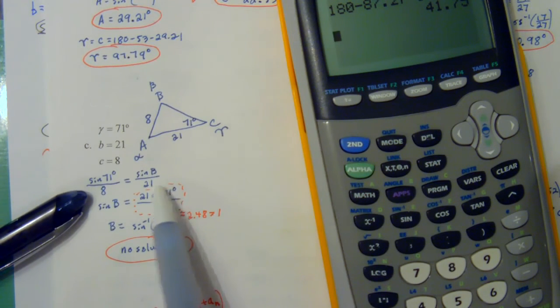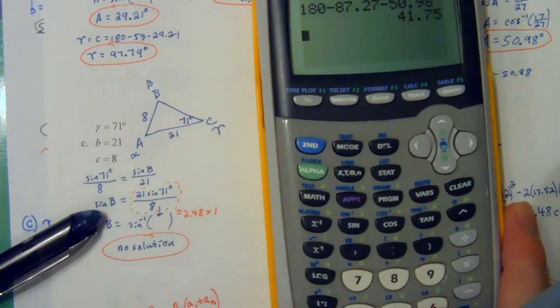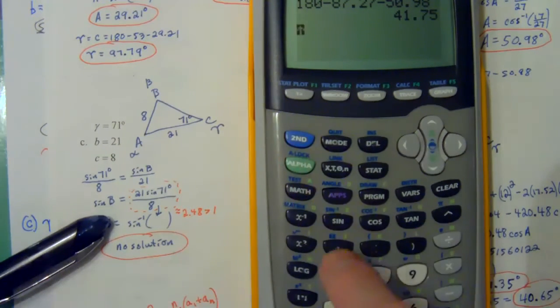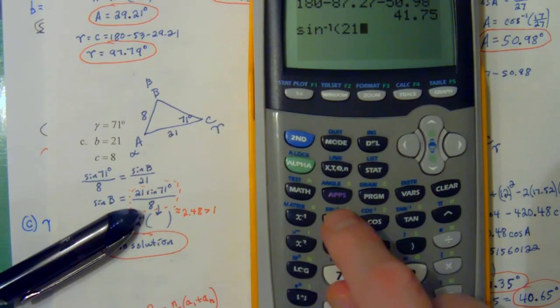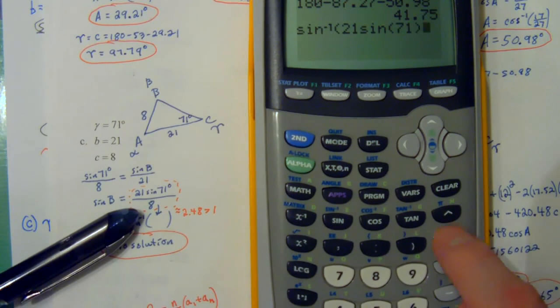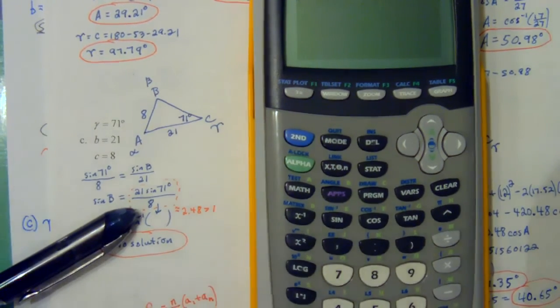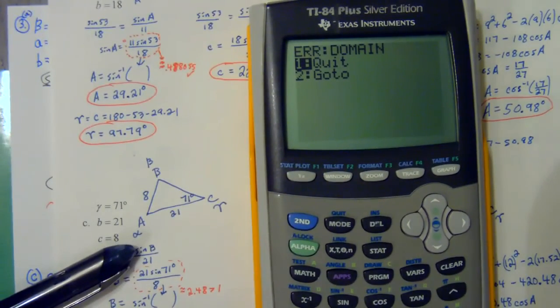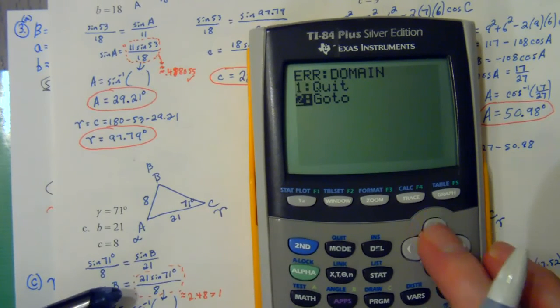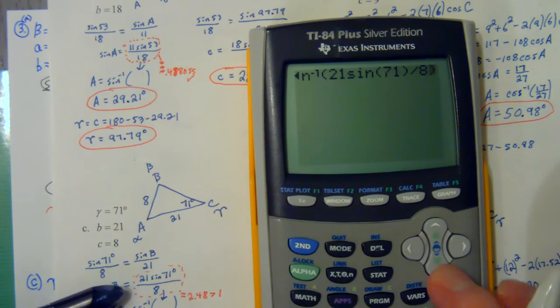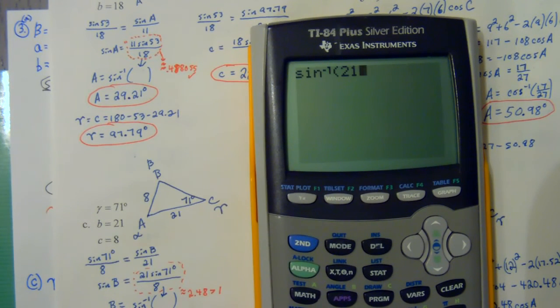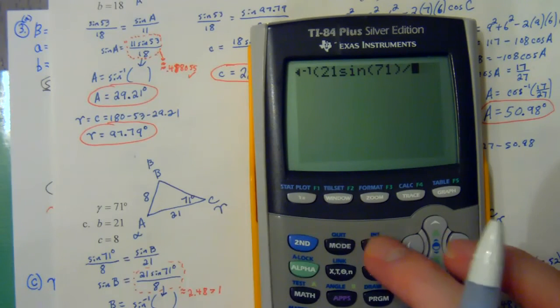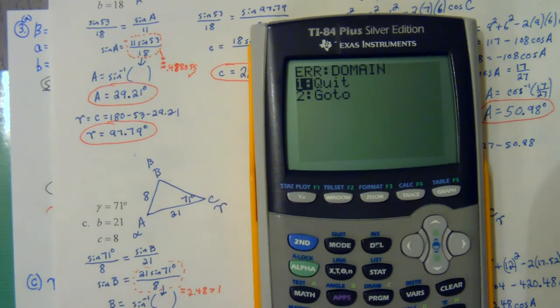Now when I did this, all right, look what happens when you don't know that angle. Remember what you're supposed to do. You're supposed to do sine inverse of that. Well, look what happens when I go 21 sine of 71 and I divide that by the 8. I get an error. So let me go back to that again in case you missed it. So I did sine inverse of that 21 sine of 71, right? And then I divided it by the 8. And see, it gives you an error.